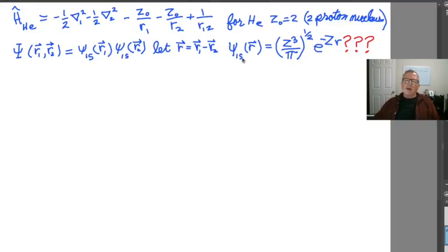Psi 1s of r equals what? Z cubed, that's the 2-proton effective charge, over pi. Take the square root of that, and then multiply it by e, the base of the natural log, with an exponent of minus Zr. Now, does that take some explaining? I think so. Explain it and then try to understand it at the same time, and maybe we can both get there.